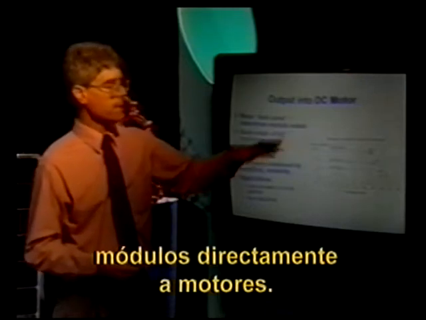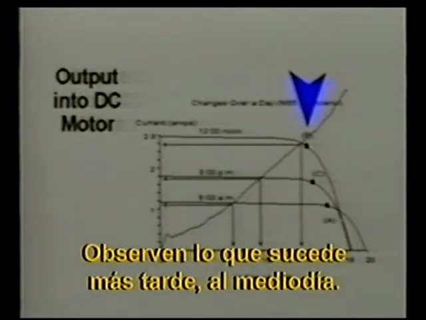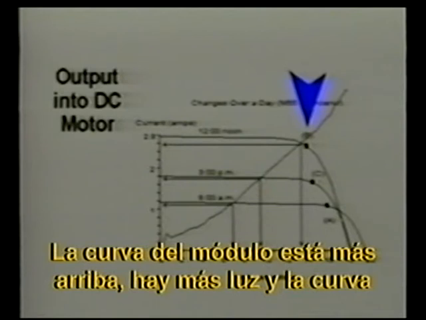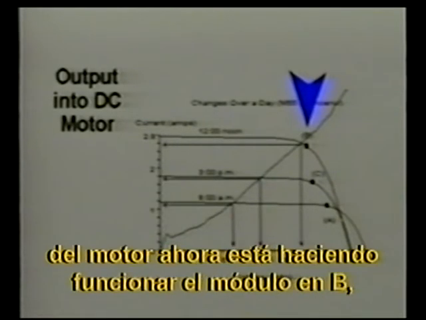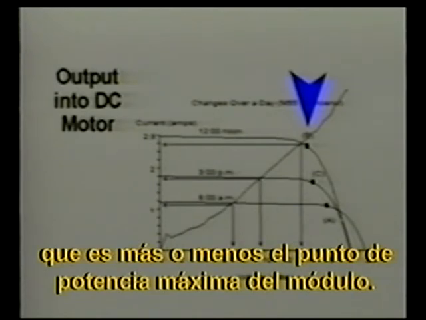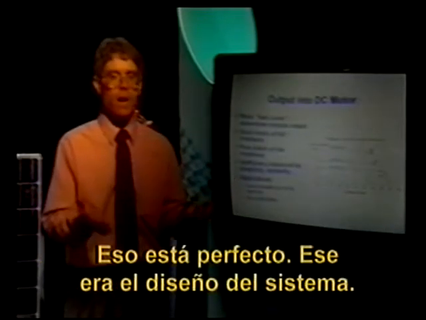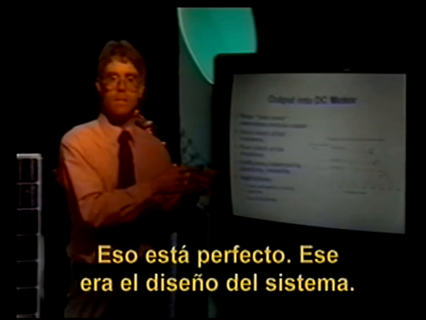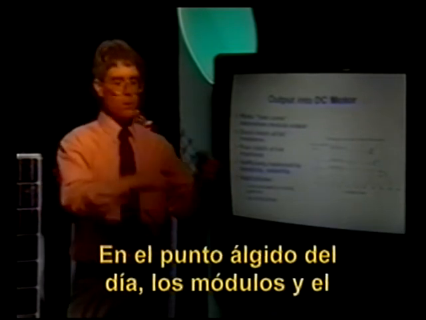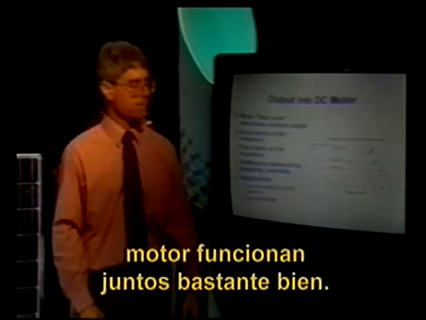Notice what happens though later in the day around noon. The module curve has risen up, we have more light, and the motor curve now is operating the module at around B, at around the maximum power point of the module. That's perfect. That's just fine. That was the design of this system. In the peak of the day, the modules and the motor operate together quite well.